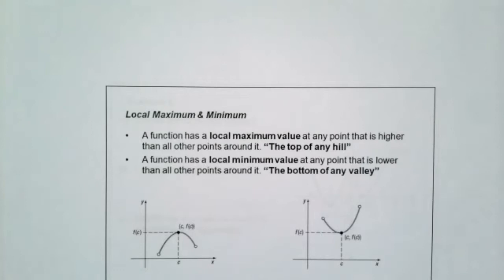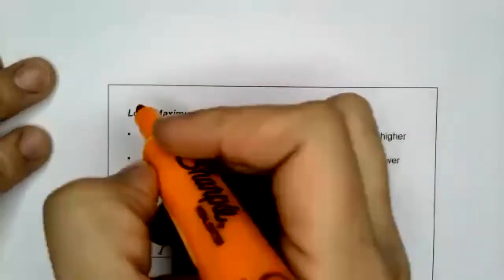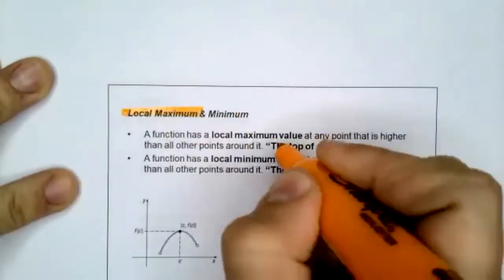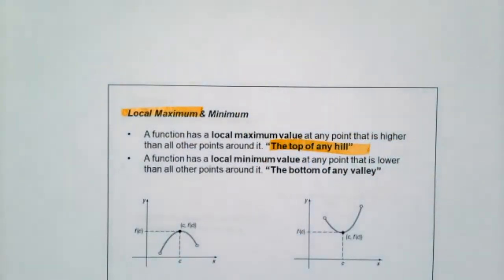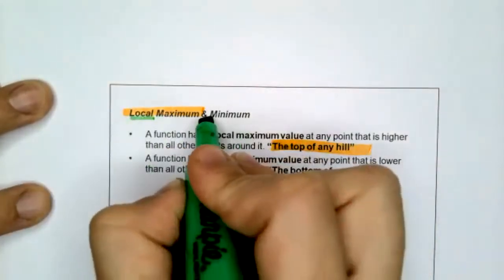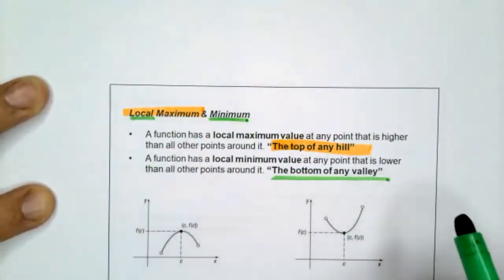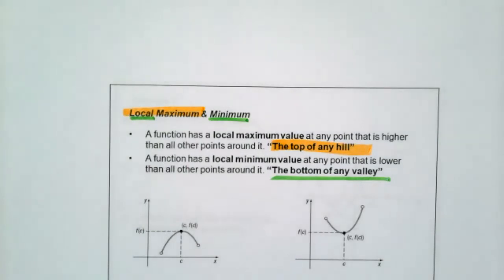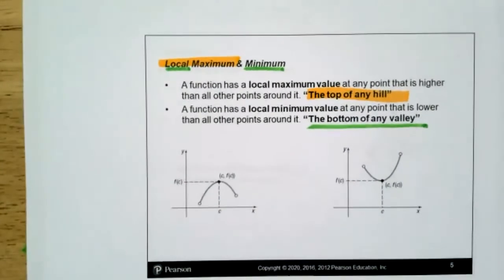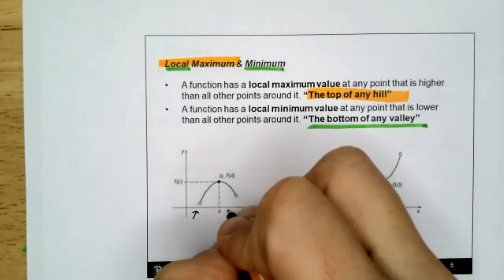A function has a local maximum value at any point that is higher than all the other points around it, or the top of any hill is a local maximum. A local minimum is the bottom of any valley. Something else that they're going to ask us about when we're describing functions is to find local maximum and local minimum. If you have a hollowed out point, the empty circle is not included on the graph.